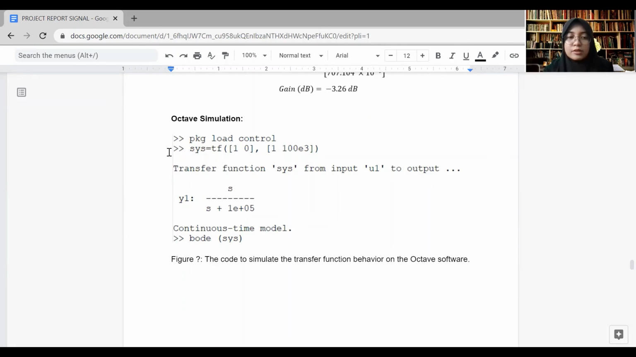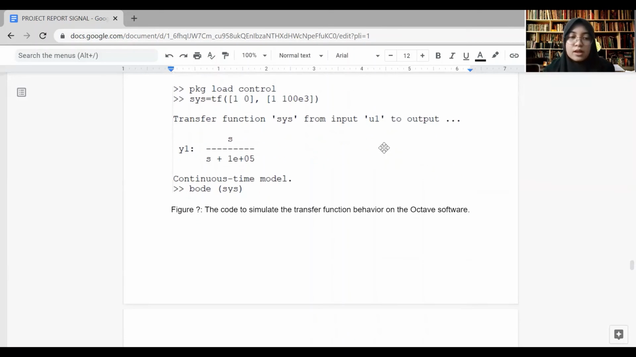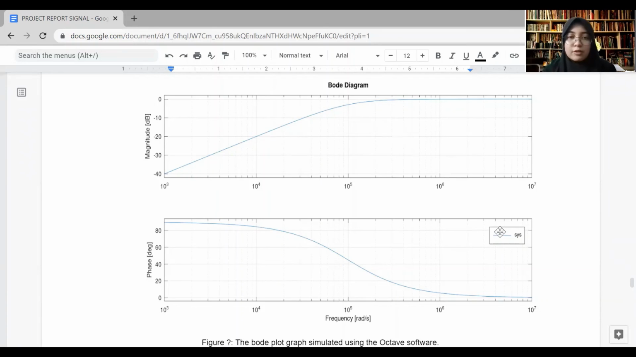The frequency response of the transfer function is observed by using this command: system equals TF bracket 10, comma, 1 and 100 exponent 3. Transfer function of the high-pass passive filter is s over s plus 1 over RC, in which the resistance value is 1 kilo ohm while the capacitance value is 0.01 microfarad. The Bode plot of the transfer function can be plotted by using this bode command. The output of the code above is the magnitude and phase plot.